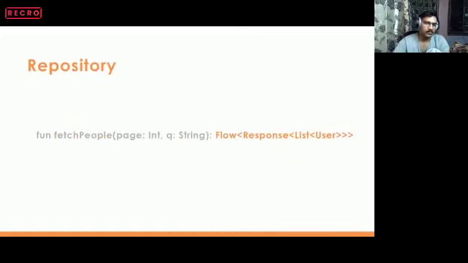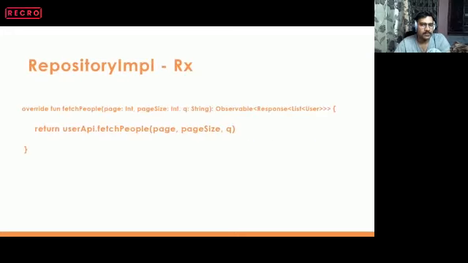Now I'll be explaining via the repository pattern. So I'll have a repository here. I'll create another function which would return a flow of something. Now in that implementation, which we used to have for observable, it was fetch people, which used to return an observable response list of users. We just used to return that user API service class and dot fetch people with the required query params.